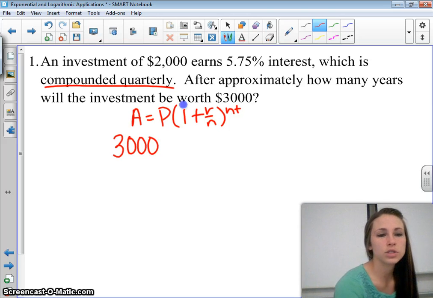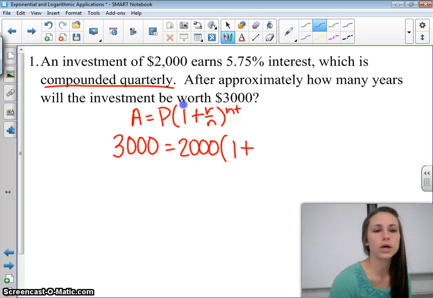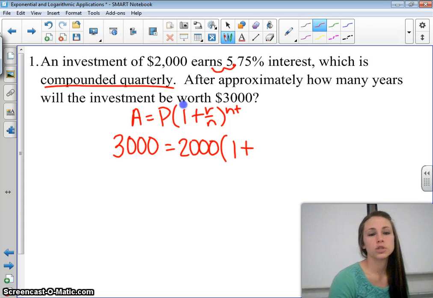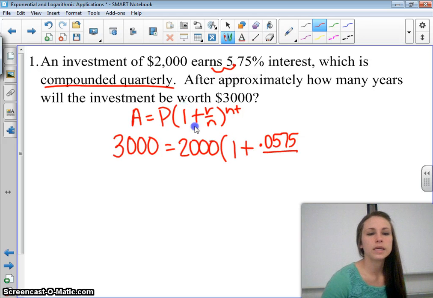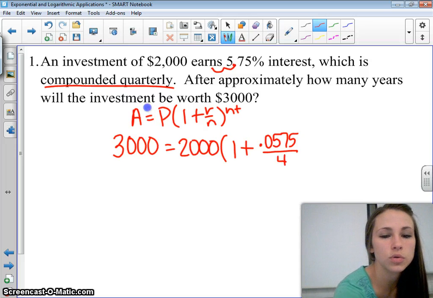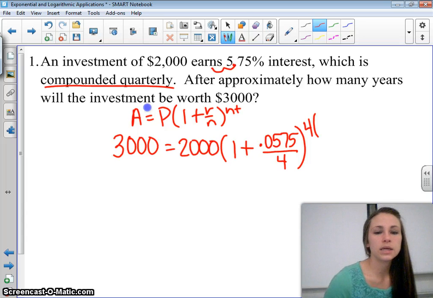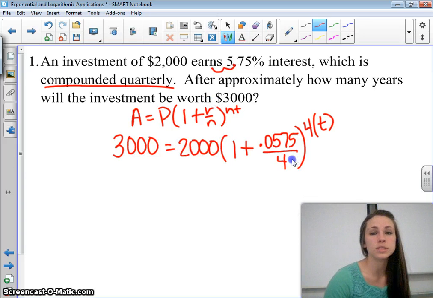So my final amount is 3,000. My beginning or starting amount was 2,000. I'm going to say 1 plus, I've got to move this decimal over 2 places to turn it into a decimal that I can plug into my formula. So this would be 0.0575 divided by n, which represents how many times I'm compounding it, so that would be 4 times a year, so this would be 4, and then I would raise it to the 4 times t, and t is what I'm looking for on this one. It says how many years will the investment be worth 3,000, and so I'm going to have to solve it by using a log.